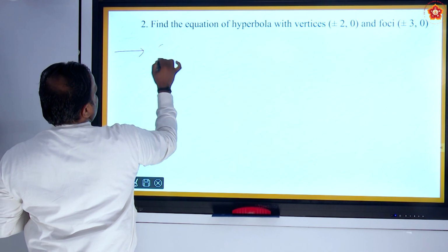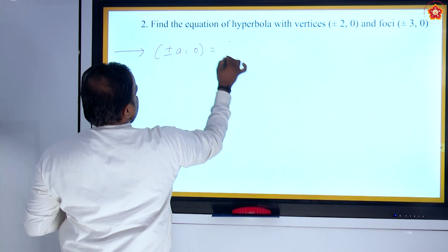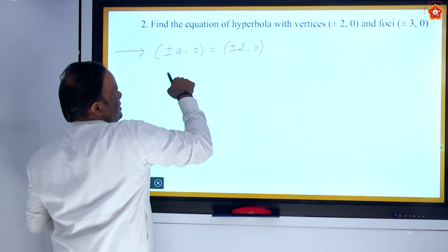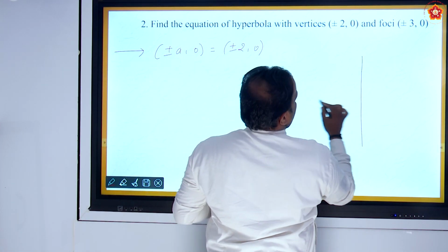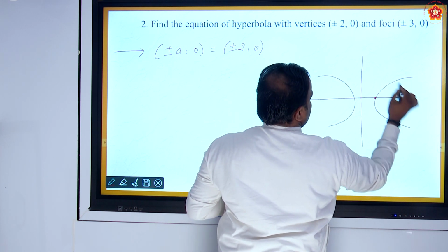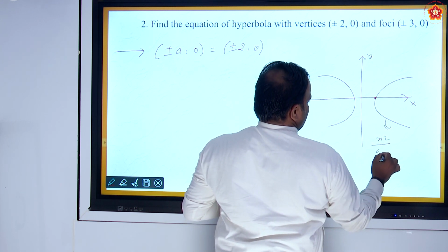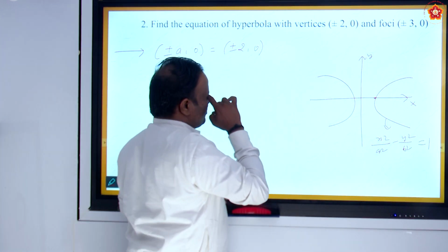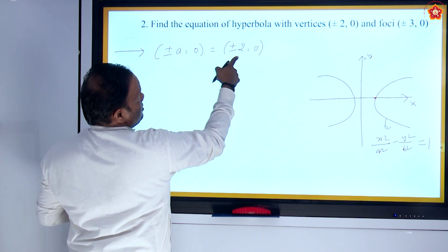The vertices formula we know: plus or minus a comma 0 is equal to the given plus or minus 2 comma 0. See, the vertices lie on the x-axis like this. This is the x-axis, this is the y-axis. It means the equation of hyperbola is in the form x square by a square minus y square by b square is equal to 1. In this form the vertices are plus or minus a comma 0, given as plus or minus 2 comma 0.